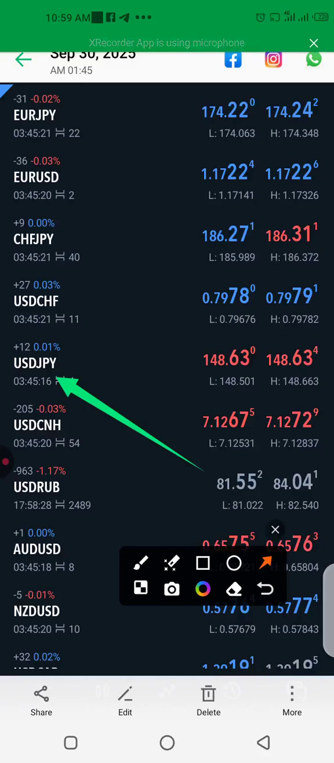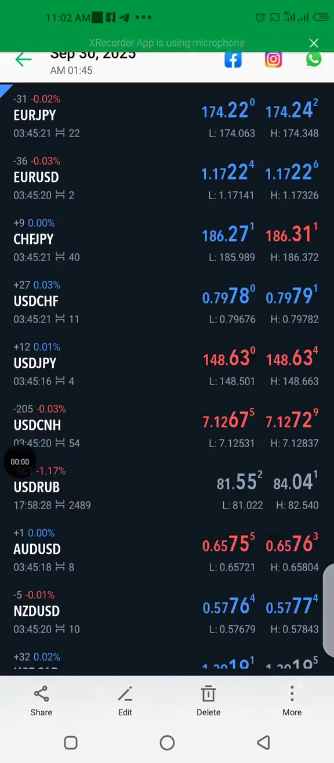Now, in a pair, the first 2 letters represent the country's name, while the third is their currency. For instance, now you have USD, which stands for United States. The last D stands for dollar. While JPY, which is the quote currency, JP stands for Japanese, while the Y stands for yen, okay, which is their currency.